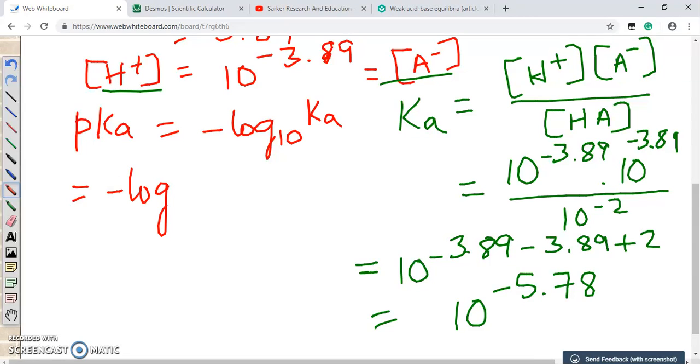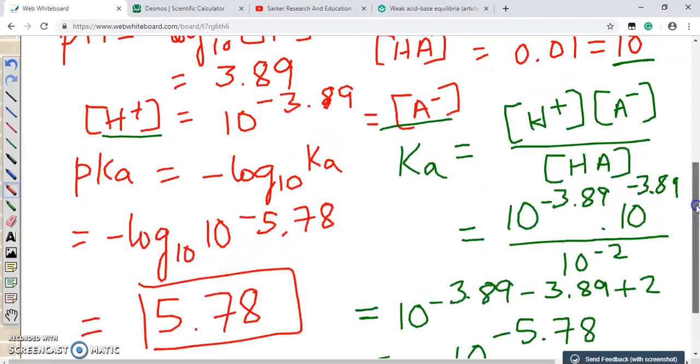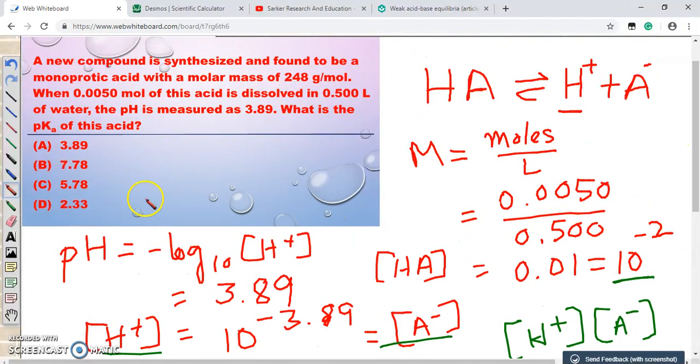So negative log to the base 10 of 10 to the power minus 5.78, both are negative, so it becomes positive 5.78. So we have determined the value of pKa for this particular monoprotic acid. Now let us see the answer choices here. We can see that C is the right answer, which gives 5.78.